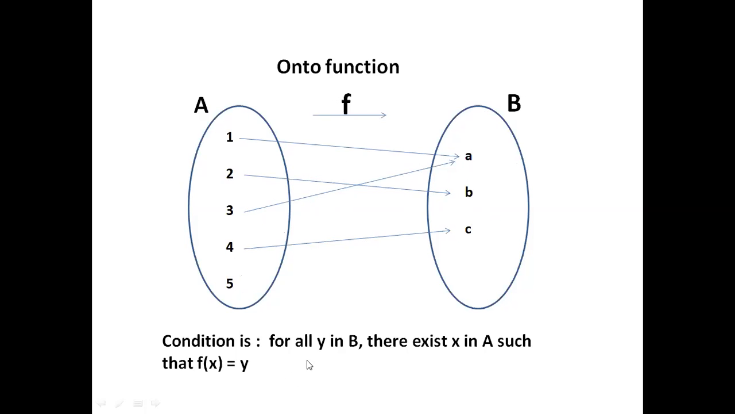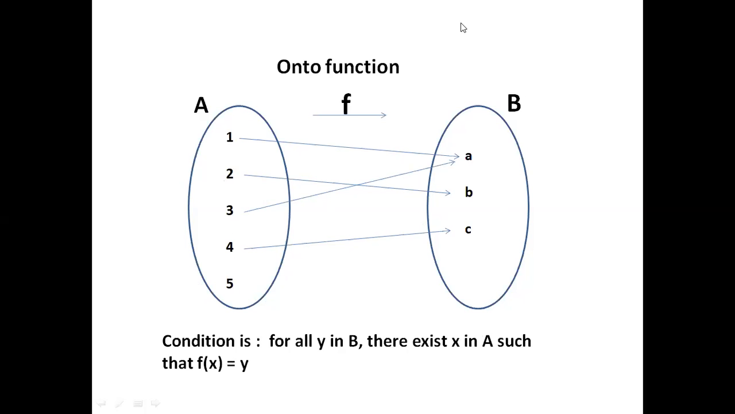So the condition is, for every y in B, there must exist an x in A such that f(x) is equal to y. That there should be a mapping x to y. Then we call that kind of function an onto function.